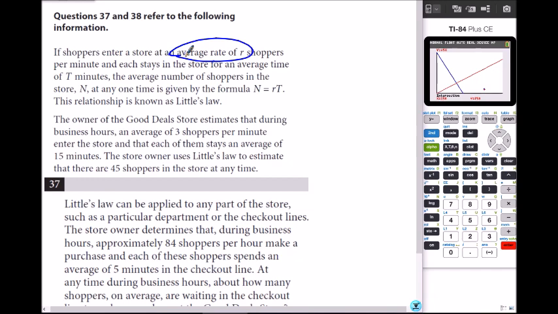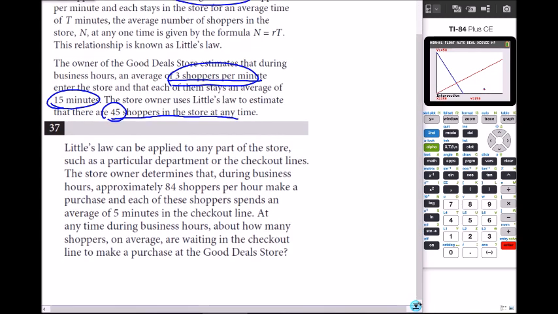The owner of the Good Deals store estimates that during business hours, an average of 3 shoppers per minute enter the store, and each of them stays an average of 15 minutes. So then you multiply these two to get the average number of shoppers in the store.